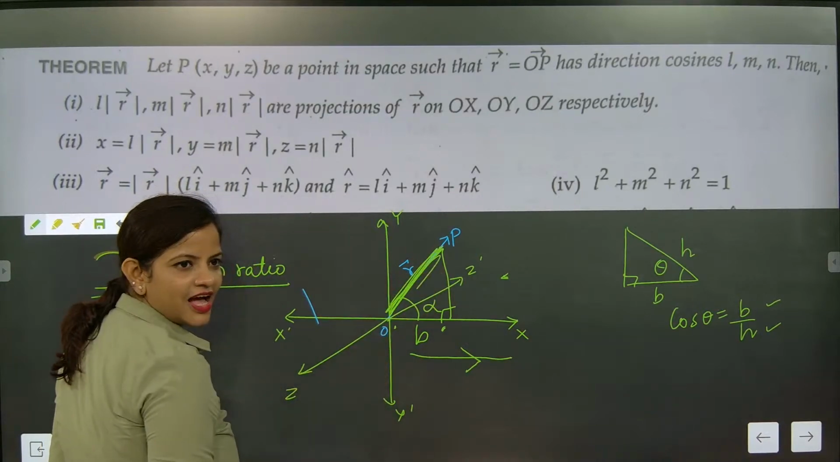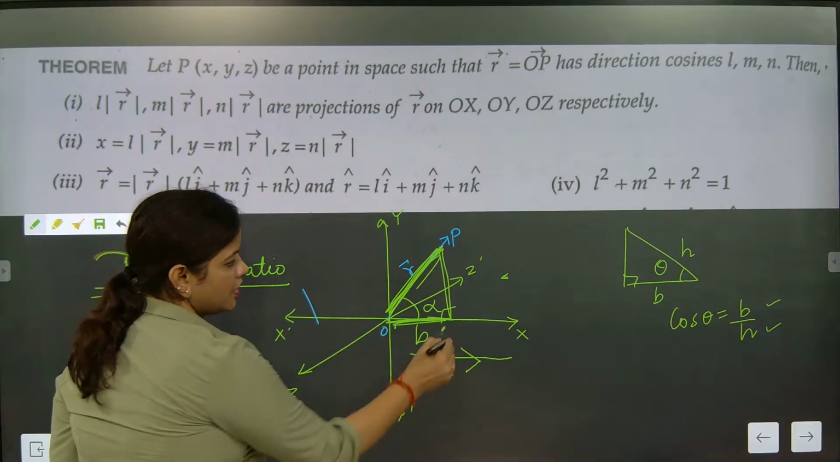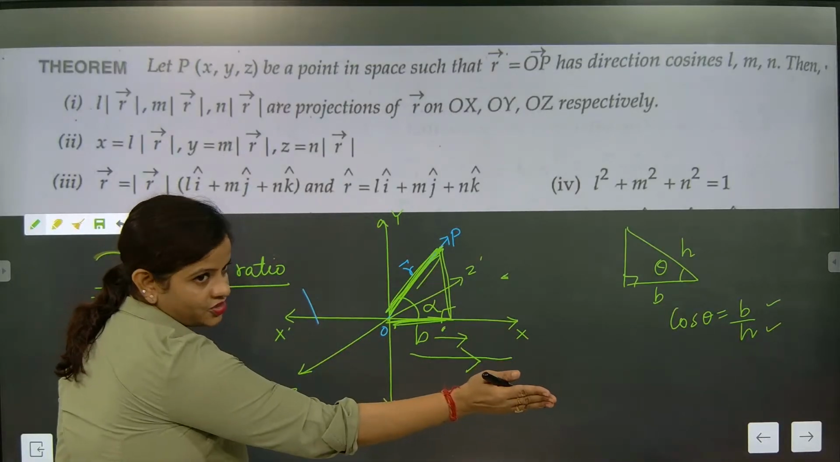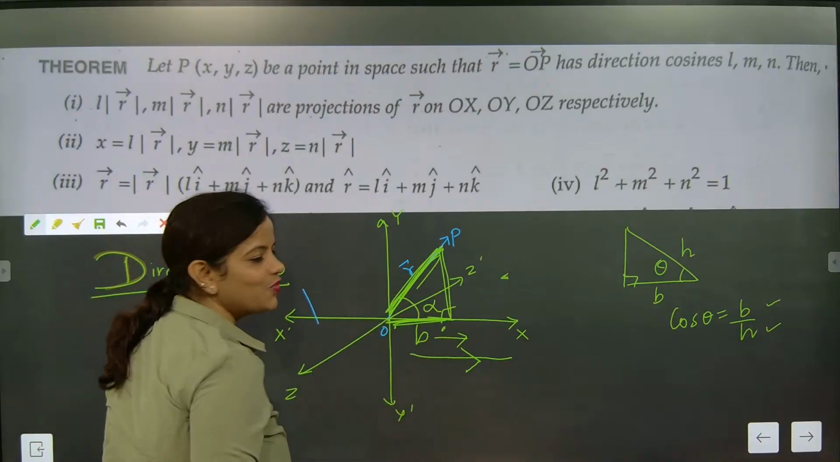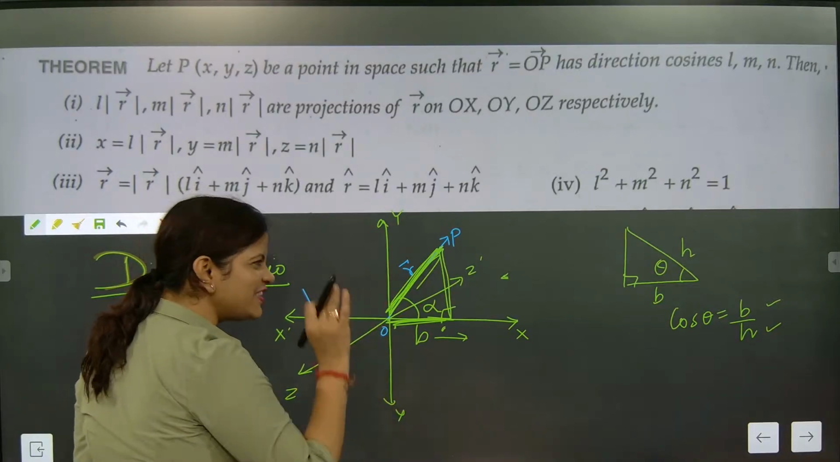This is the hypotenuse. And which one is the base? This one is the base. Which direction is it going? Along the positive direction of the x-axis. Check this one out. You will definitely enjoy what direction ratios are, and after that, you will teach it to everyone yourself.